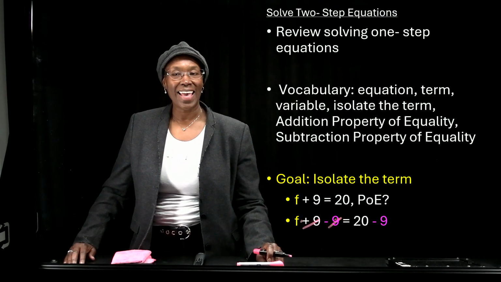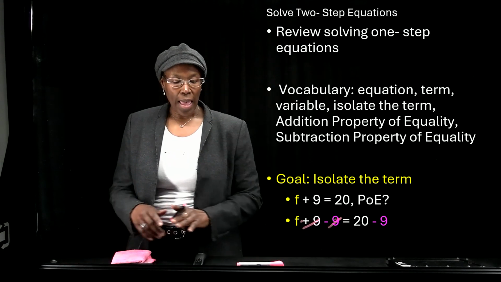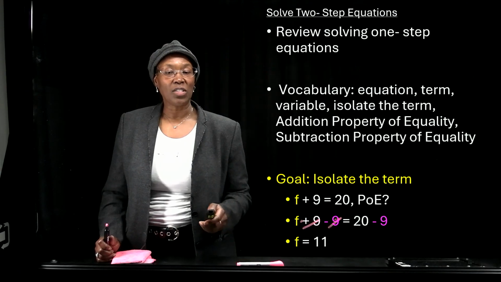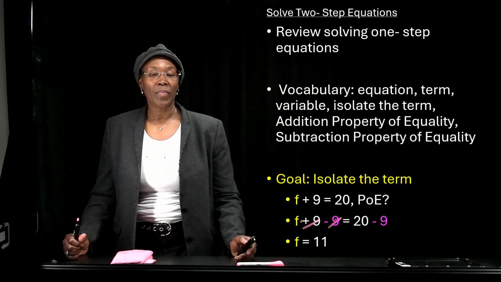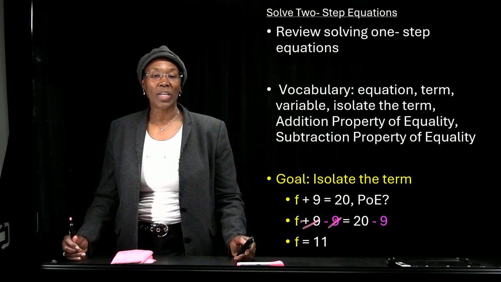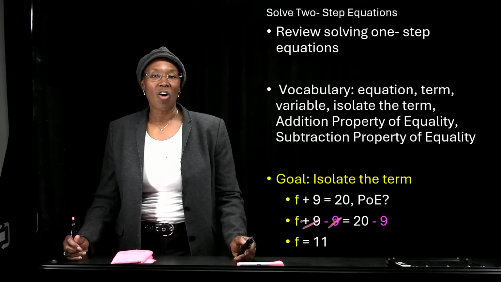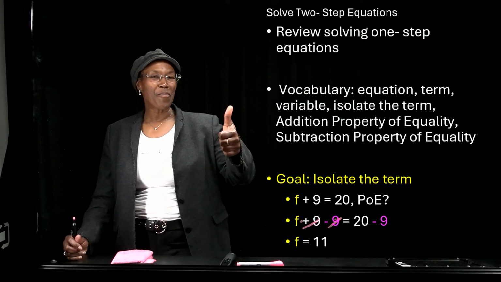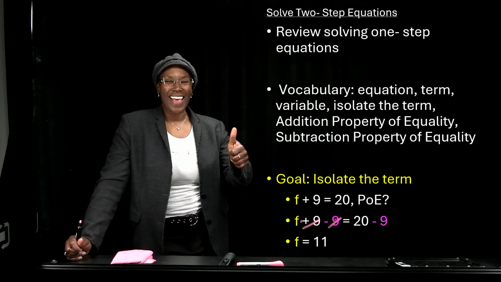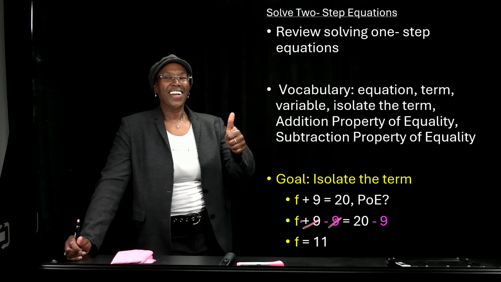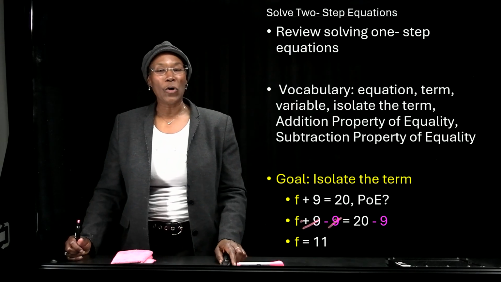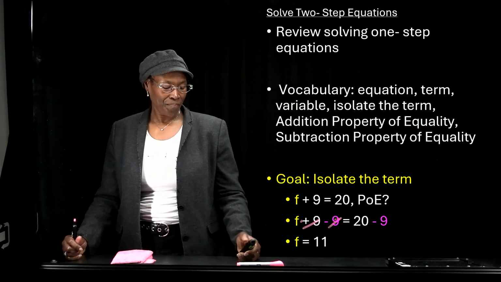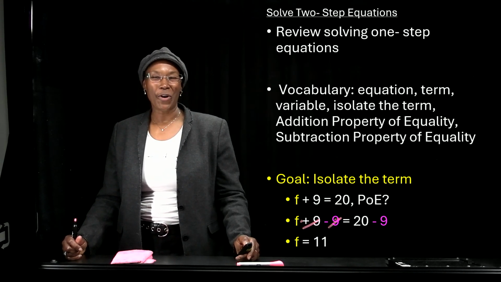Once we apply our subtraction property of equality rules, our plus 9 and our minus 9 on the left side cancel, leaving us with f on the left side, and then 20 minus 9 is equal to 11, and now we have solved our one-step equation where f is equal to 11. All right, thumbs up or thumbs down for those who remember that and got it right. Great job, class. So look at the goal. The goal is to isolate the term, okay? And we'll talk about that a little bit more in a minute.